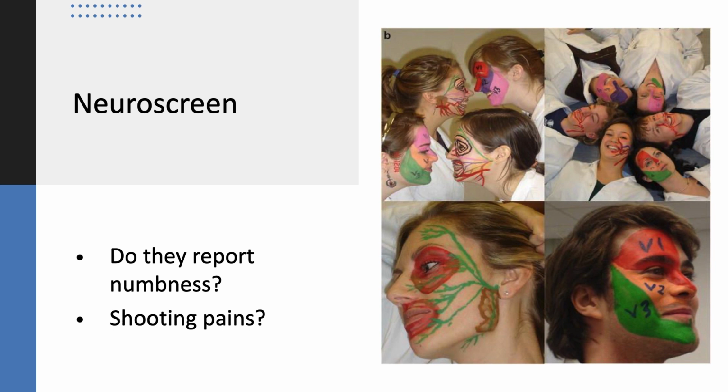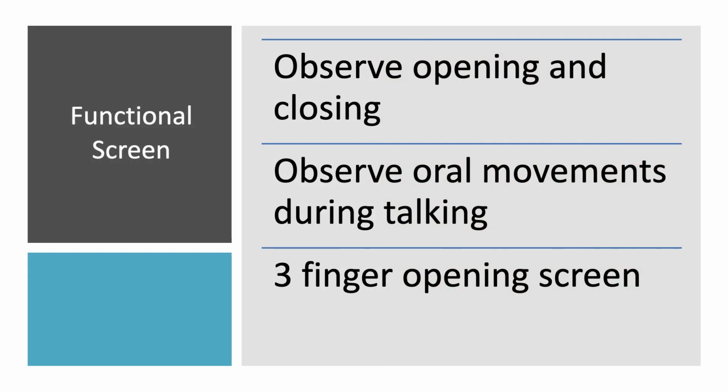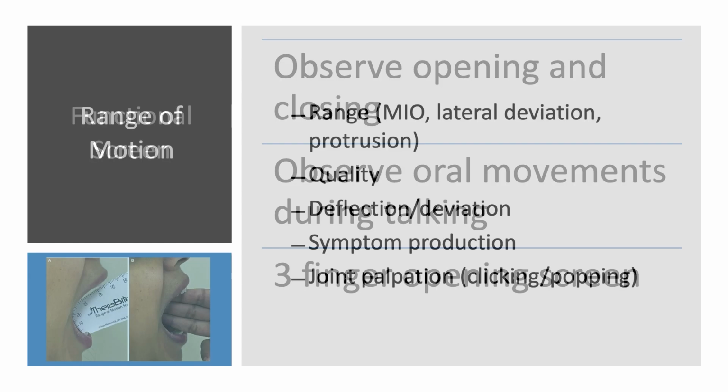So now let's actually ask them to do some things and watch them move. So you're going to observe opening and closing, right? Observe their talking. If you don't have jaw rulers in your clinic, the 3-finger screen is your average normal. If they can get 3 fingers between their incisors, they have normal opening. If they're less than that, then that may be something to work on. And I use these, Therabyte little rulers. I'm not affiliated with them in any way.